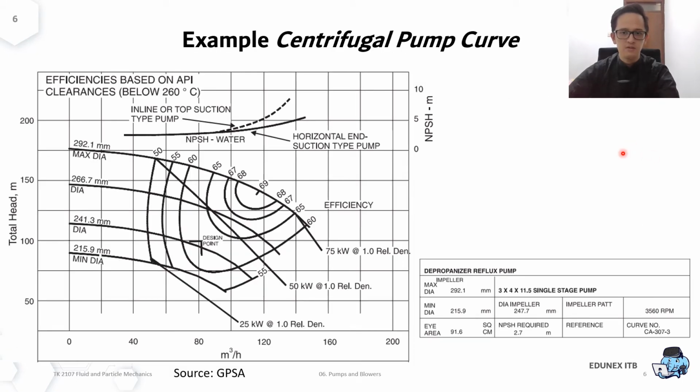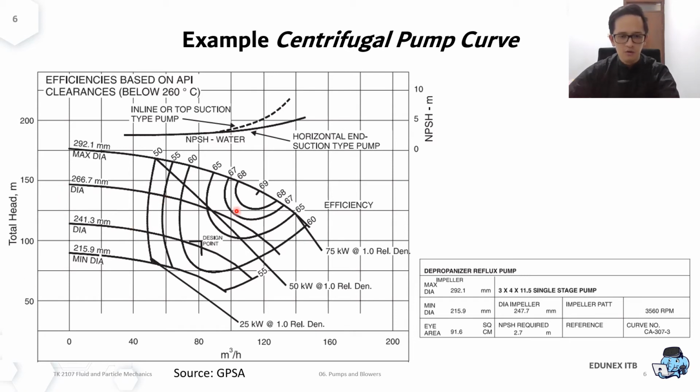This is an example of a centrifugal curve from a GPSA, or Gas Processors Suppliers Association. Let's say this is an example for a depropanizer reflux pump with a very specific impeller diameter, in this case 292.1 millimeter. So there are a lot of things that can be gathered from this type of curve. For example, in the x-axis you get the flow rate in terms of cubic meter per hour incoming to the pump. In the y-axis you have the head generated by the pump, expressed in meters.